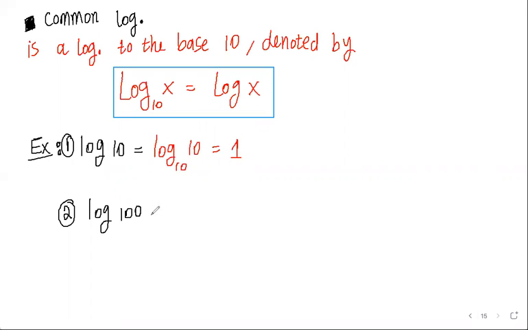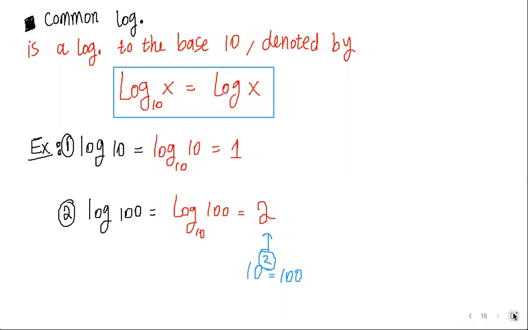100. Again, log 100 is equal to log 100 to the base 10. What is the answer? What is the power if I raise 10 to it and they give me 100? It is 2. Why? Because 10 to the 2 gives me 100. So this 2 is this.